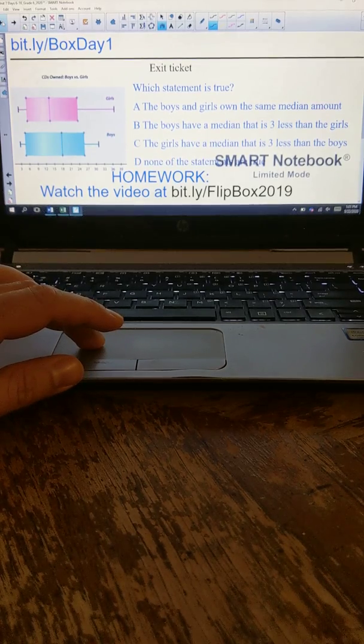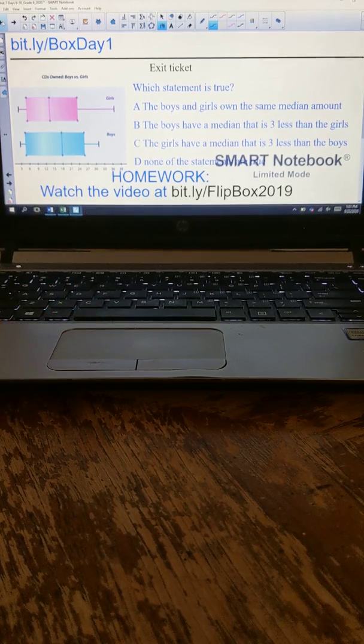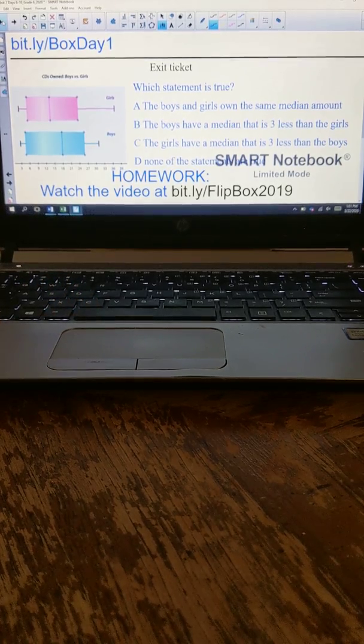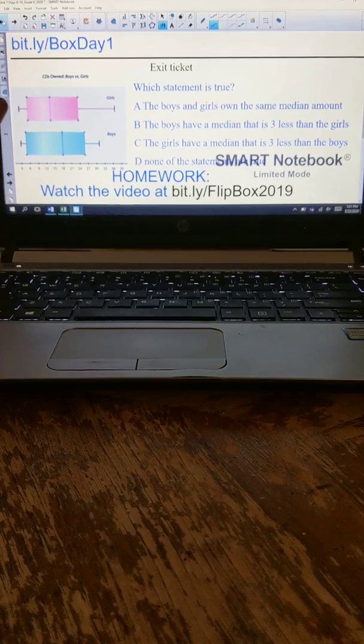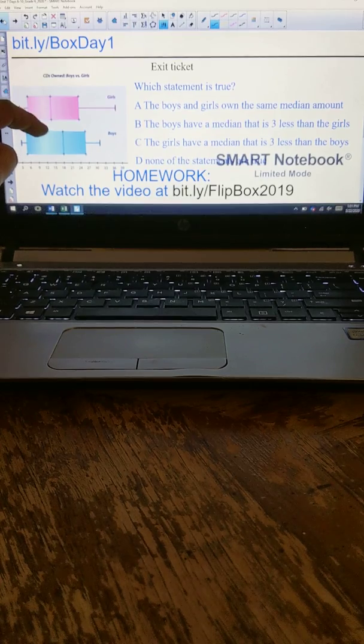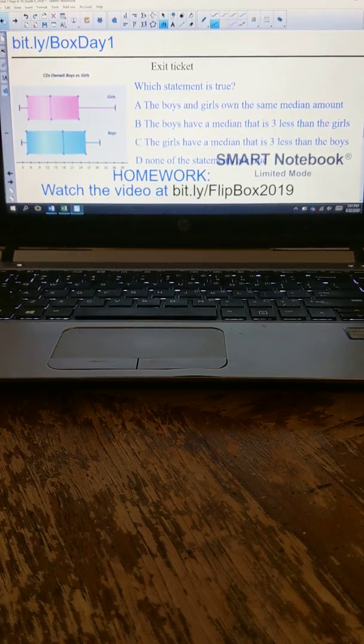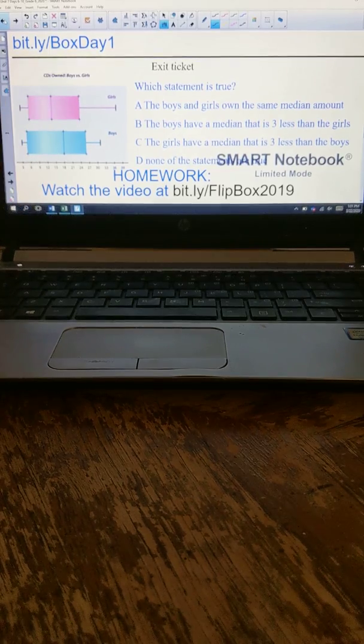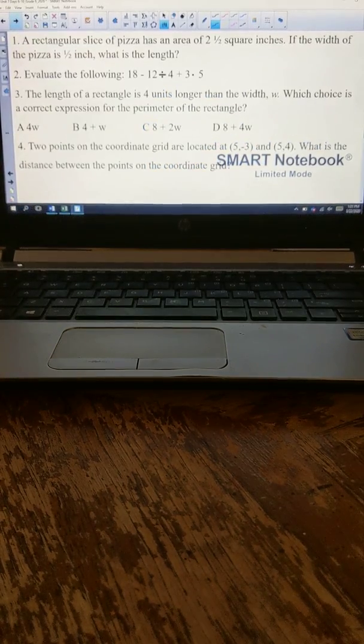Yesterday, we looked at box and whiskers. Just really quickly to review before we get into today's lesson. Box and whisker plot. A minimum score, the lowest number in the data set. A maximum score, the highest number in the data set. The median is the line down the box. Quartile 1 is the beginning of the box. Quartile 3 is the end of the box.